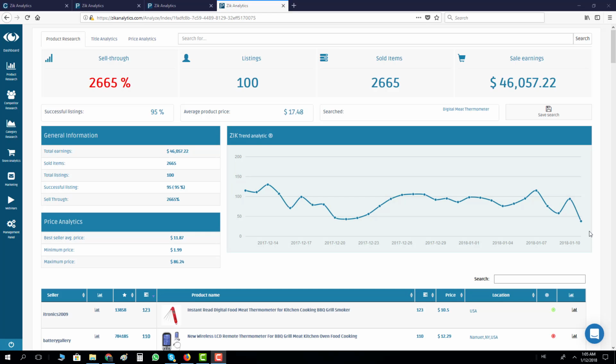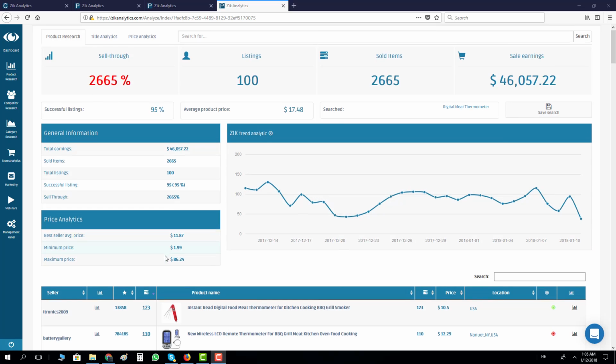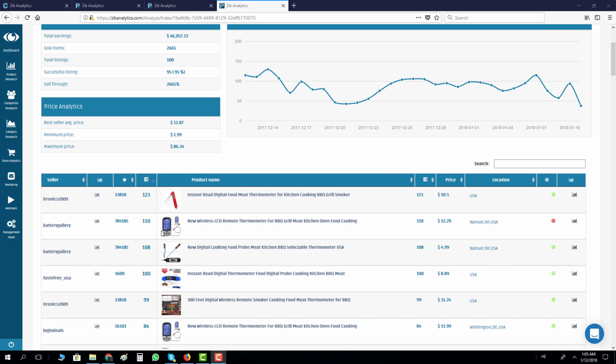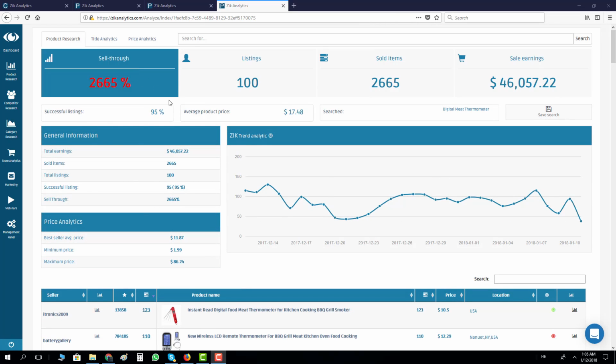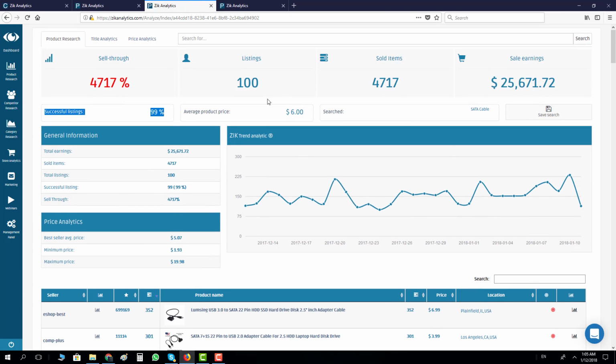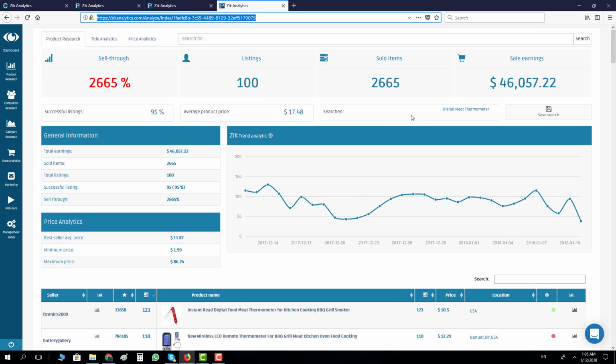And in this one, like I said, we are going to learn how to read the statistics and the data here, and which information we need to collect before we go to our supplier, so we know which item to look for. We are going to practice on those two niches we just found in the last lessons. The first one was SATA cable, the second one was digital meat thermometer. So let's start with the digital meat thermometer.